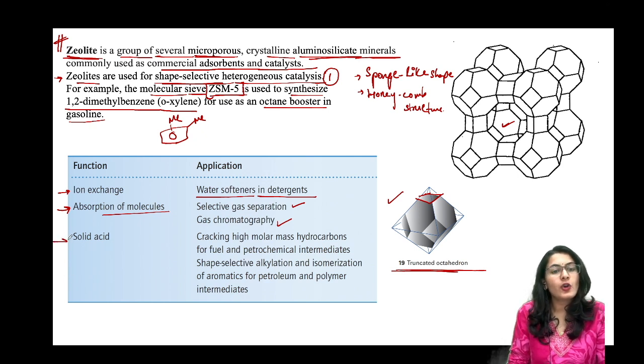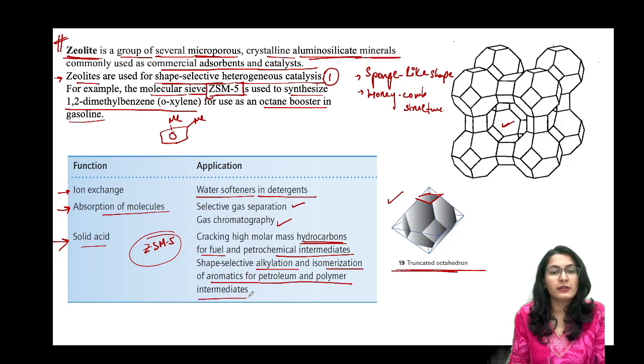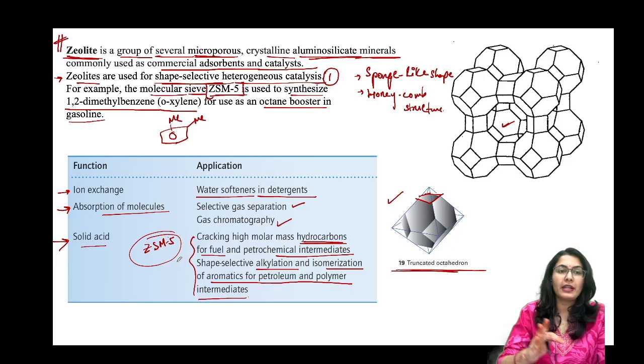Now, absorption of molecules, selective gas separation, gas chromatography, all of these are very important uses of zeolite. Solid acid, cracking high molar mass hydrocarbons for fuel and petrochemical intermediates. So this is where the ZSM5 is used. Okay. Shape selective alkylation and isomerization of aromatics for petroleum and polymer intermediates. Right. तो ये वही चीज है जो हमने orthoxylene prepare किया. So three most important applications of zeolite, you know the structure and you know the cavity, truncated octahedron.